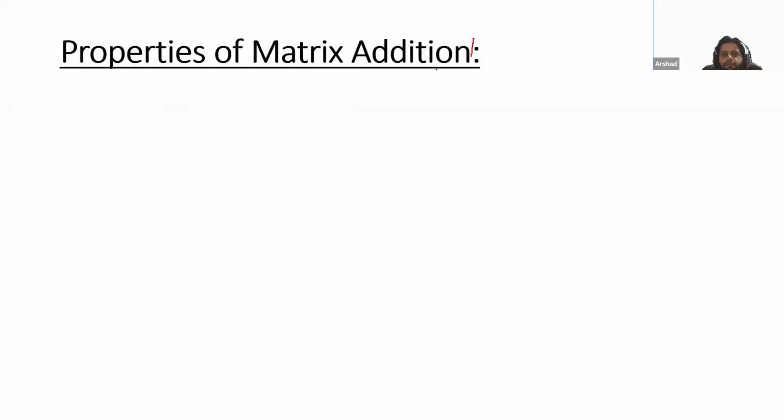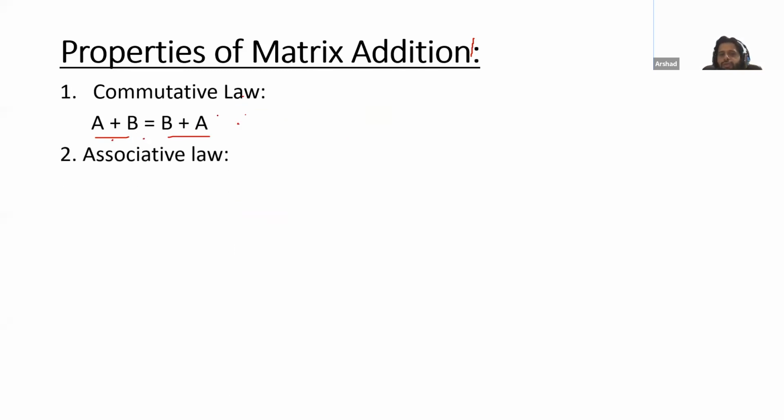Next is properties of matrix addition. So first is the commutative property. These are the basic properties you have done in the previous classes. What's the commutative law? If you are adding A plus B and you are adding B plus A, then this is the same thing. A plus B is equal to B plus A in case of matrix addition. So no need to discuss further about this. Associative law: if you add A plus B and then add C, it is equal to adding A plus the sum of B plus C.